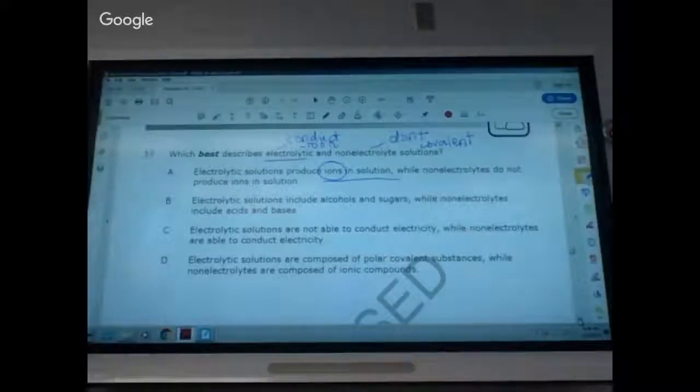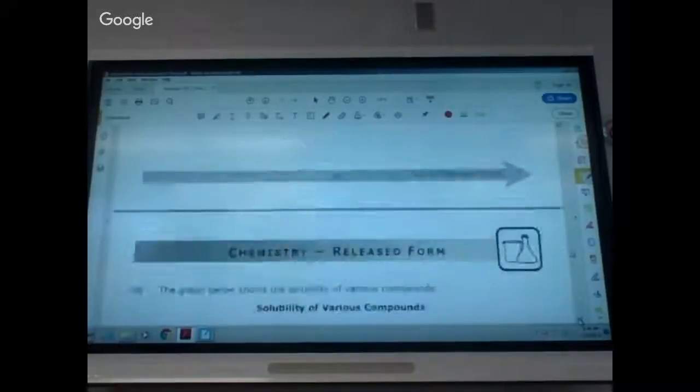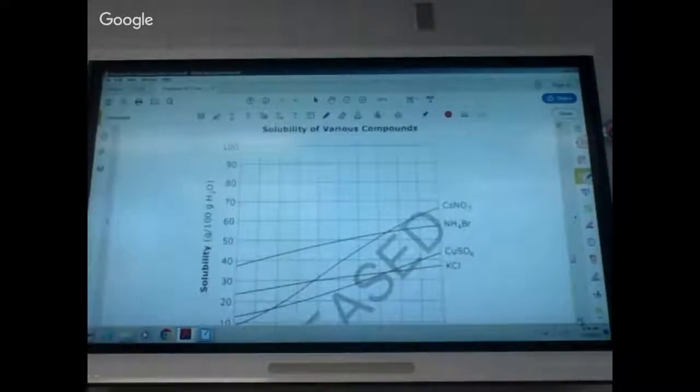So which one would be the right answer? Let me look. Electrolyte solutions produce ions in solution, while non-electrolytes do not produce ions in solution. It's that one. Electrolyte solutions include alcohols and sugars. No. Electrolyte solutions are not able to conduct electricity. No. Electrolyte solutions are not composed of polar solute substances. No. It's A. So all acids and bases are ionic? All acids and bases are not ionic, but they dissolve in water and make ions. We'd have gotten there if we had time, but 6 days killed us.